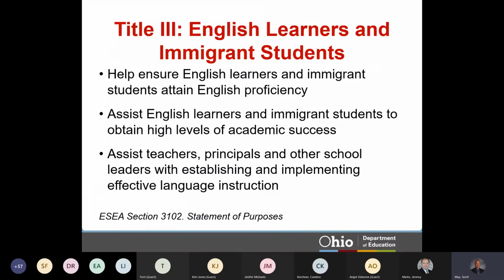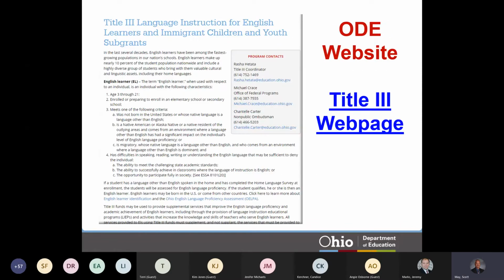Title III, English learners and immigrant students. These assist teachers, principals, and other school leaders with effective instructional strategies for EL and immigrant students. It does also promote parental participation for language instruction. And probably one of the best resources that I can suggest to you is to go to the ODE website. There is a Title III webpage. It has many ideas on there and what the law says with regard to Title III. Many additional resources are available at the bottom of that page.